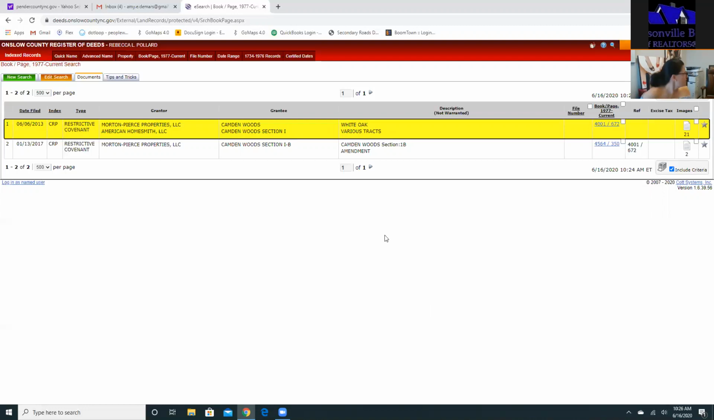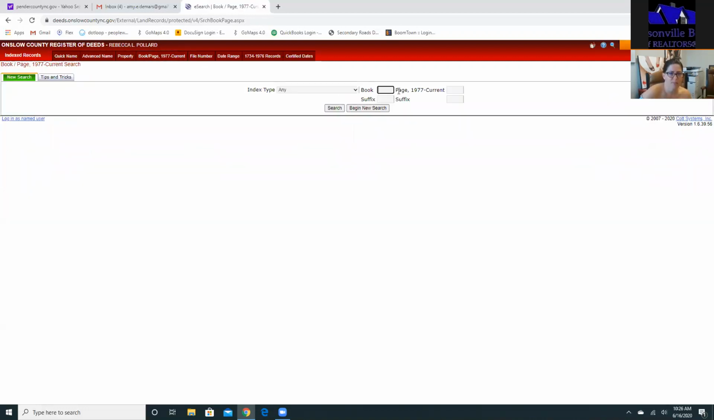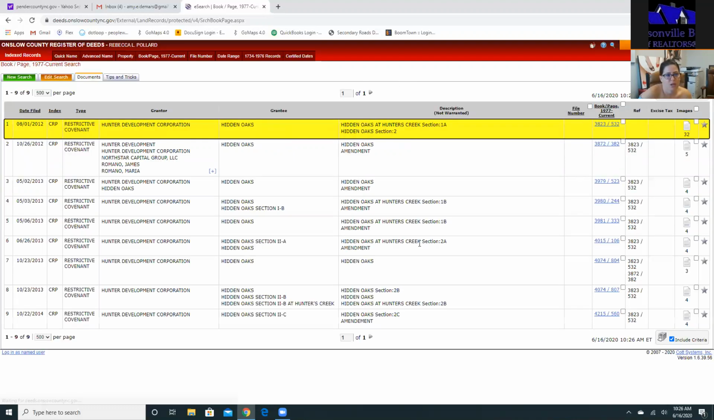Okay. So that's my first example, that I wanted you to see that sometimes there are amendments. Okay, so the second one, now I'm going to go in here, because with my examples, I have some book and page numbers. So let's say that I was in Hidden Oaks and the deed had referenced this book and page number. So now I'm going to go just straight to this and do 3823532. And search. Okay, so I should come up with Hidden Oaks.